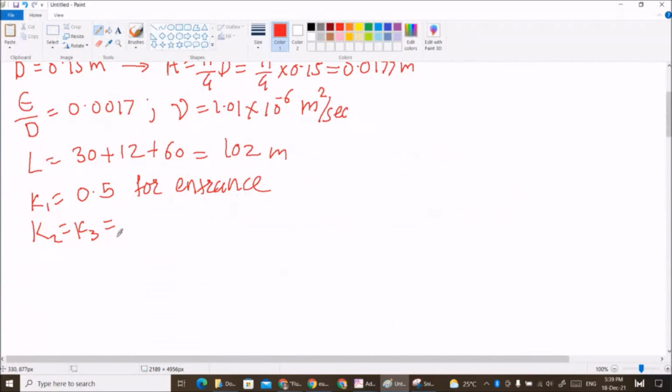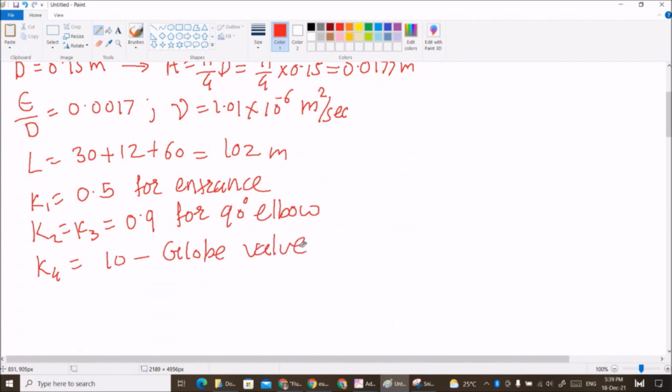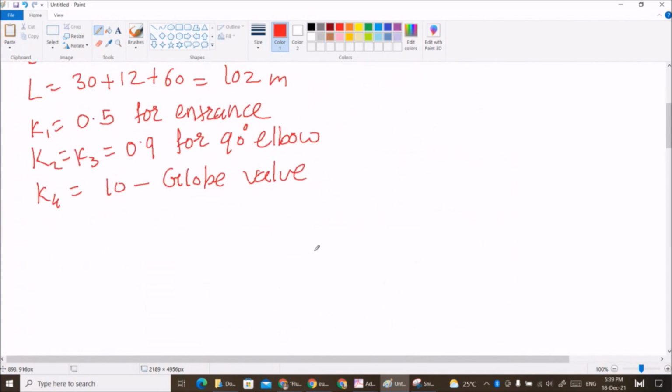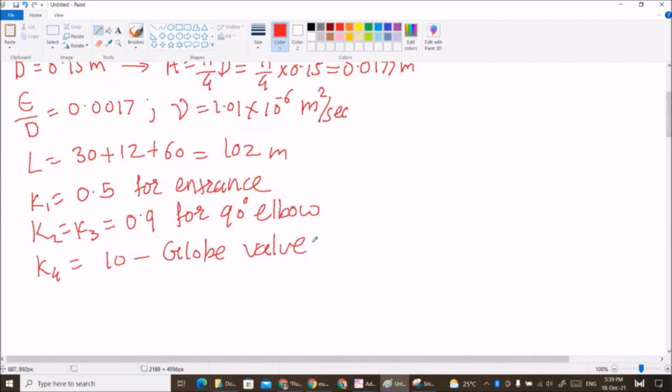So K2 and K3 we will assume as 0.9 for the 90-degree elbow. Then K4 is equal to 10 for the globe valve. And K5, the exit, we will ignore it. K5 is equal to 1, and we will ignore this.